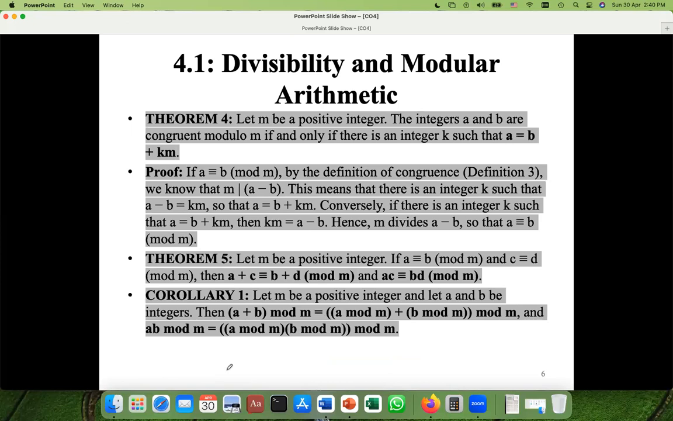Now we have another theorem for modular arithmetic. And what is the statement? Now you know m. What is m? M is a positive integer from our previous knowledge. A and B are integers, and we are saying that A and B are congruent modulo m, which means A is congruent to B modulo m.